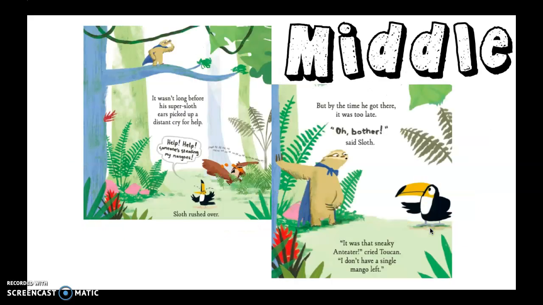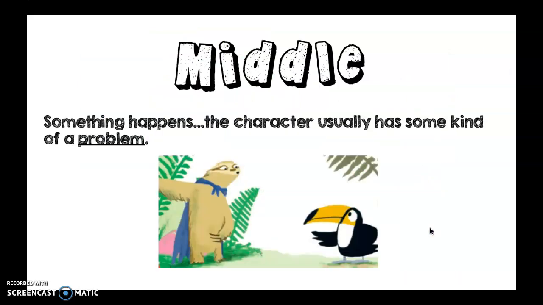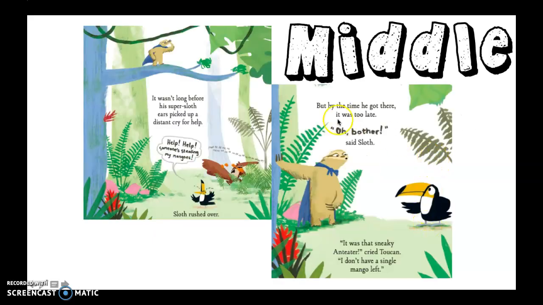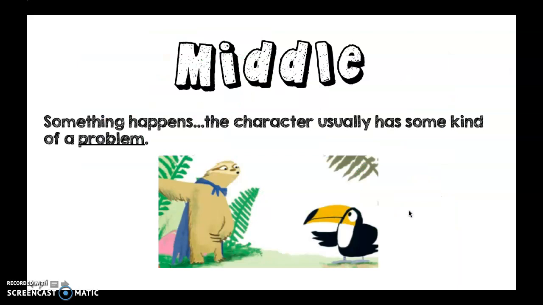Then a narrative story has a middle. In the middle, that's when all the events happen, the stuff happens there. So something happens. The character usually has some kind of a problem. If we go back and look, it says it wasn't long before Super Sloth's ears picked up a distant cry for help. "Help, help, someone's stealing my mangoes!" Sloth rushed over, but was he fast enough? No, he was a super sloth, so he was slow. So now Toucan tells him that Anteater stole his mangoes. So that's the problem, right?